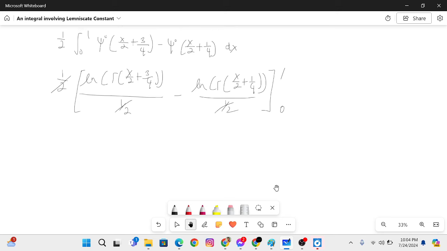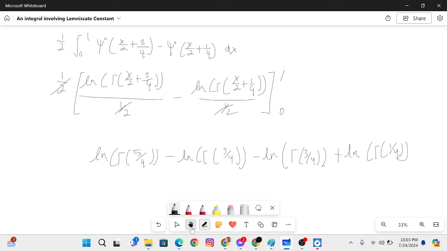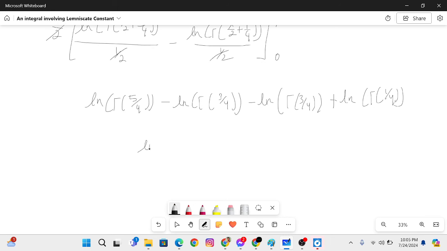And this one is ln of the gamma of 1 by 2 plus 3 by 4, which is 5 by 4, minus ln of the gamma of 1 by 4 multiplied by... minus ln of gamma of 3 by 4, and now plus ln of the gamma of 1 by 4. Now all this will be ln of gamma 5 by 4, gamma 1 by 4, over gamma 3 by 4, gamma 3 by 4.